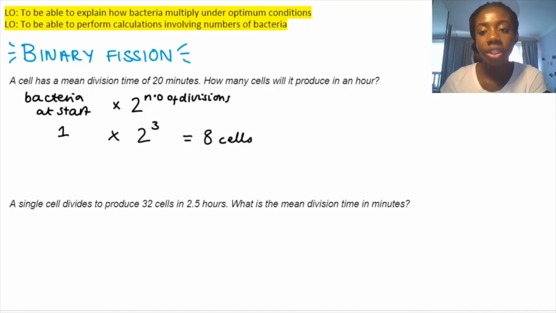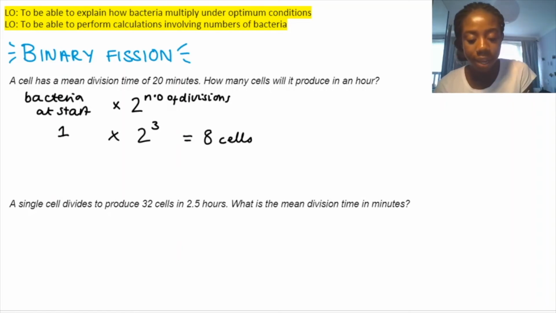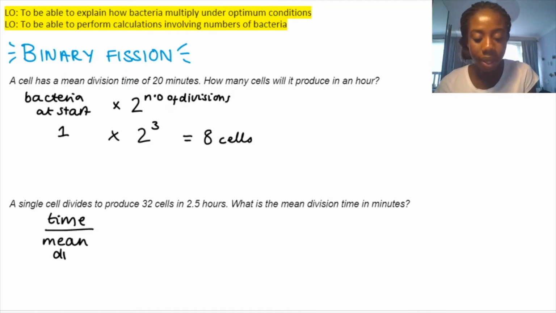So the second question is a little bit different. It's working out a different variable in our formula. So a single cell divides to produce 32 cells in 2.5 hours. What is the mean division time in minutes? So as we mentioned previously, if we want to work out the number of divisions, we can do time over mean division time, which is the division time, and that equals the number of divisions.